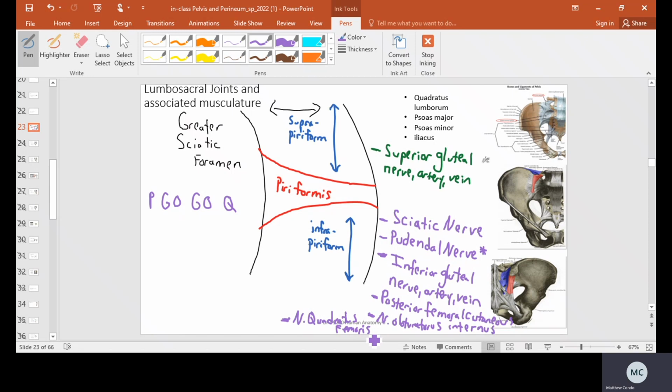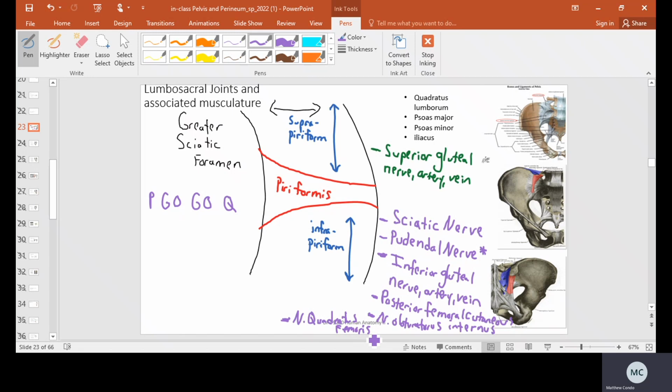Note, please, that quadratus femoris is not quadriceps femoris. Those are 2 totally different muscles. Quadriceps femoris is going to be that big, huge leg press muscle that comes off the front of my thigh. 4 heads. Quadratus femoris is going to be a tiny little square-shaped muscle that's quadrilateral. That is going to be my most inferior lateral rotator. And when you guys dissect it, it literally pops right out. It is this tiny little square.